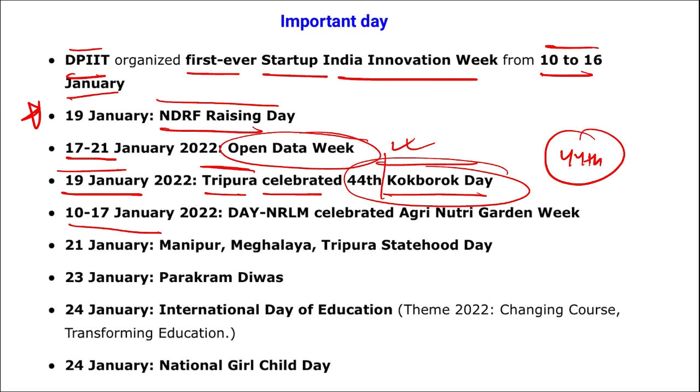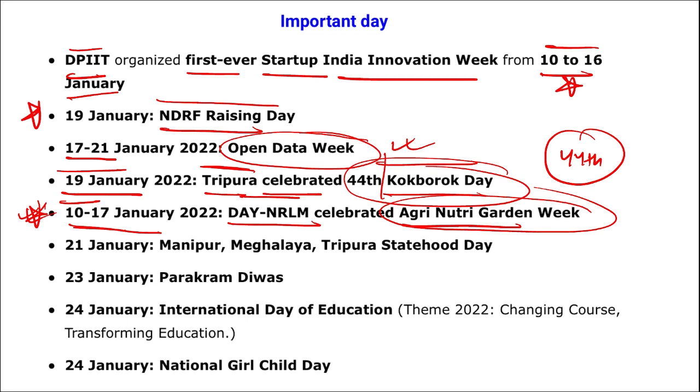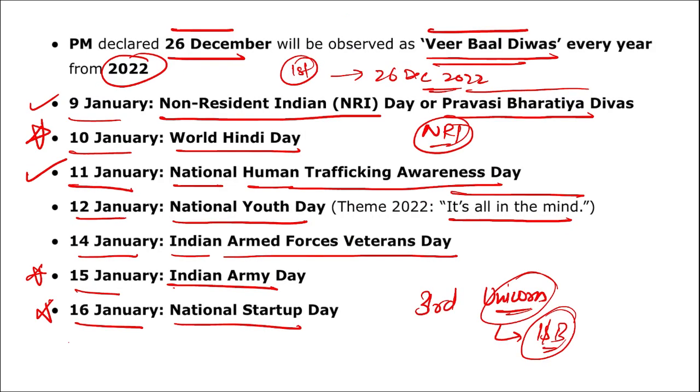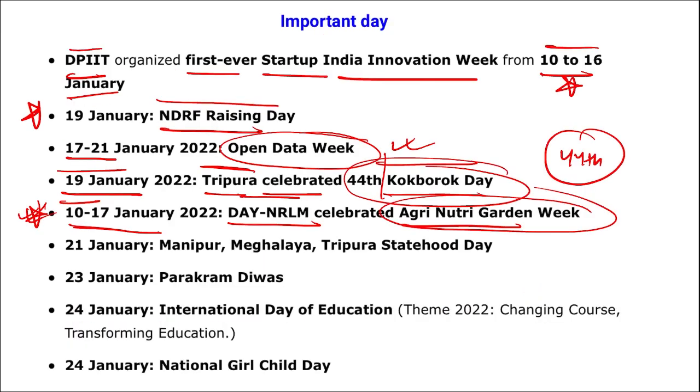Then from 10th to 17th of January, we observe Day NRLM's Agri Nutri Garden Week. So Agri Nutri Garden Week is observed from what to what? It is from 10th to 17th of January. You should know these weeks, all right? Like the Startup India Innovation Week on 10th to 16th of January. And if asked, when is your National Startup Day? On 16th of January. All right, that was on the last day of this particular week.